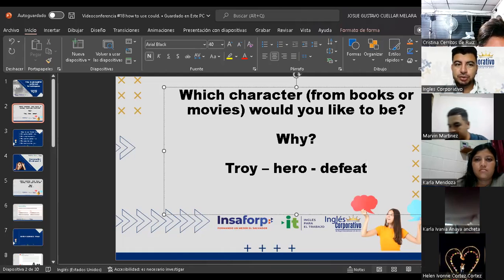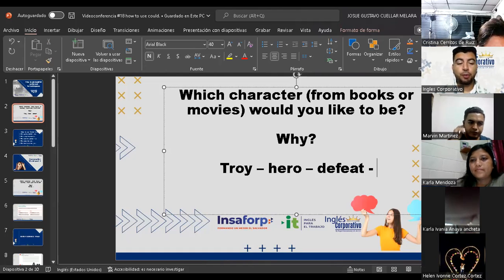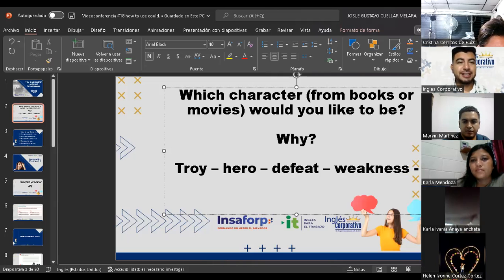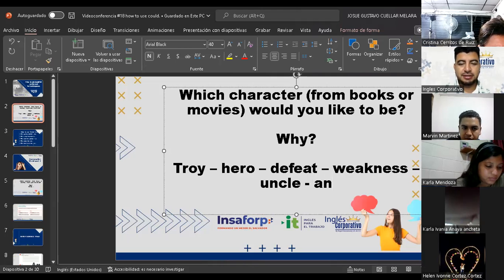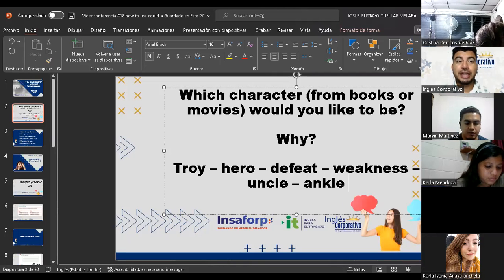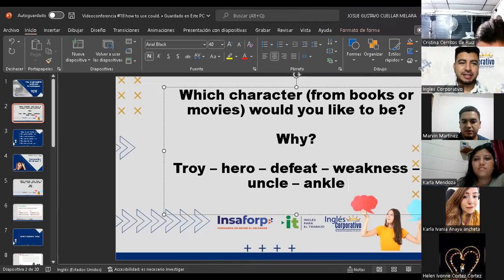But he was very strong. He had one weakness, tenía una debilidad, okay? That it was his ankle. No uncle, ¿verdad? Tenemos uncle, que es tío, pero es ankle, que significa tobillo, ok. So, el talón, yes, it's a very famous phrase, right? Talón de Aquiles, so, well, that's it, yes.